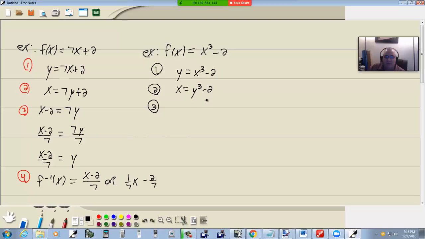Step 3 is solve for y. So I take negative 2, bring it over. So we got x plus 2 is equal to y to the third. Now that third power we can rewrite as 3 over 1. And we can raise both sides to a power equal to the reciprocal. So this is 3 over 1. Reciprocal, that would be 1/3. So we'll take both sides to the 1/3 power.